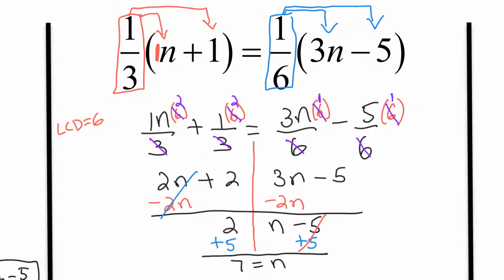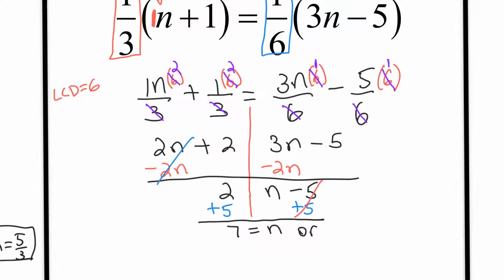So that's my answer. Notice we have n by itself. There's no negative next to it. There's no number next to it other than 1. There's an invisible 1. But 1 is okay. We just don't want anything else other than 1. So my answer is 7 equals n. Or using symmetric property, you guys can say n equals 7.